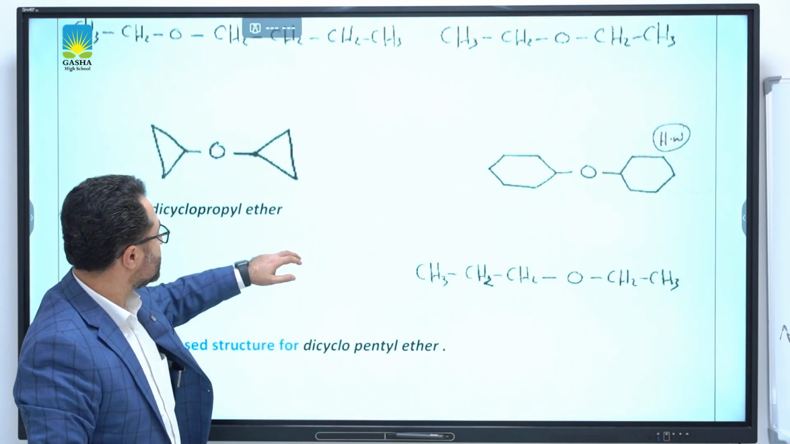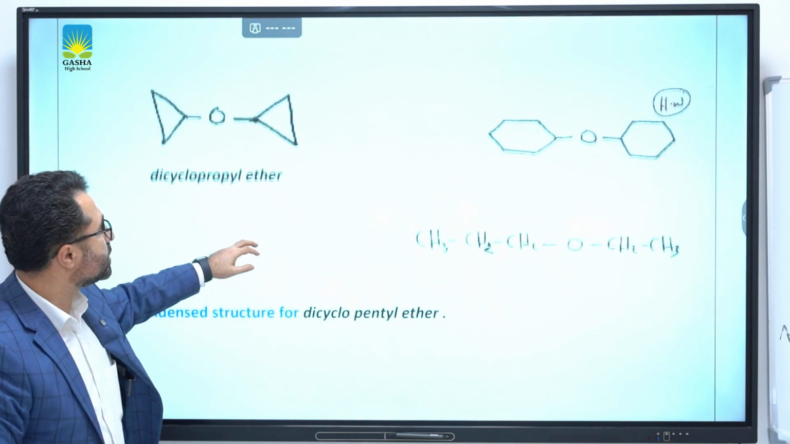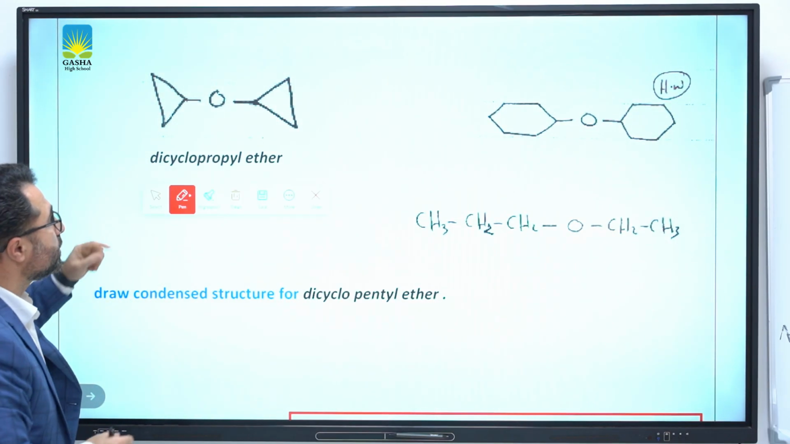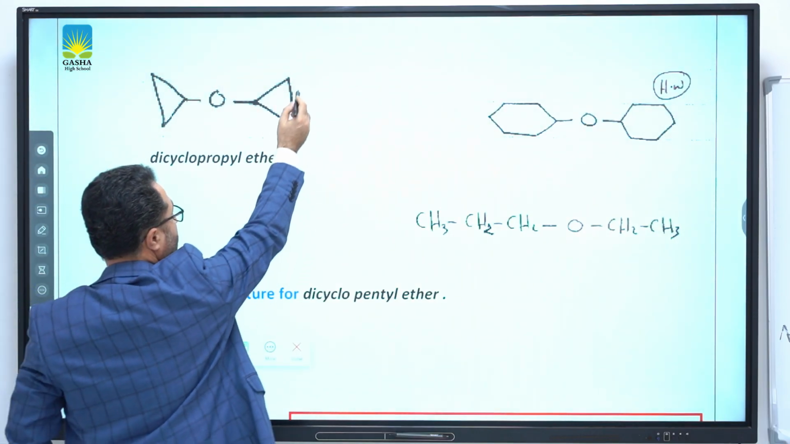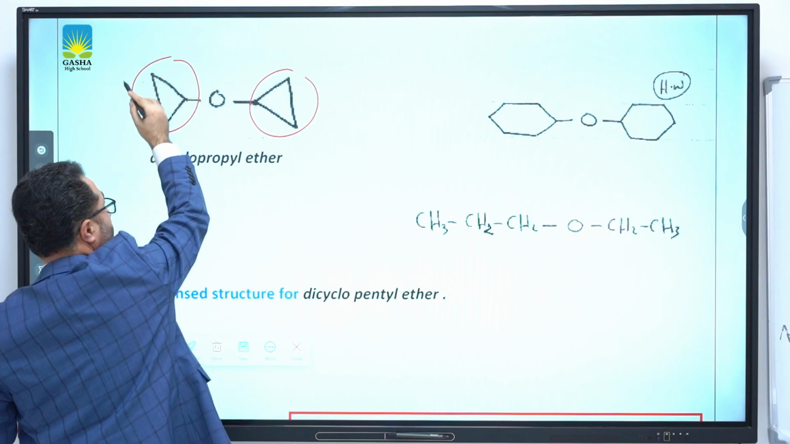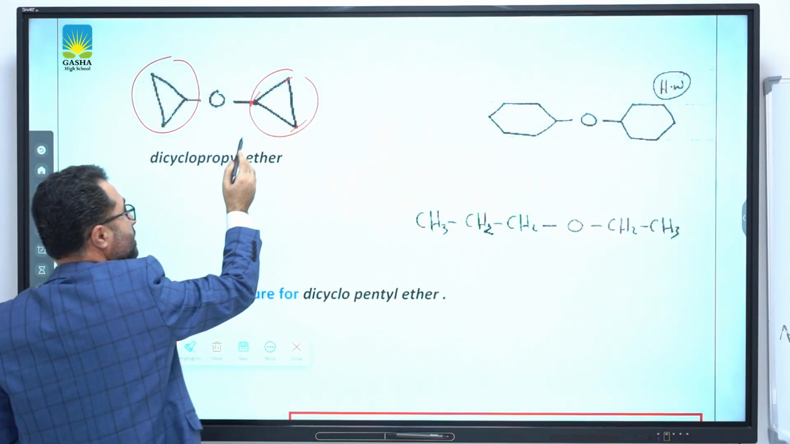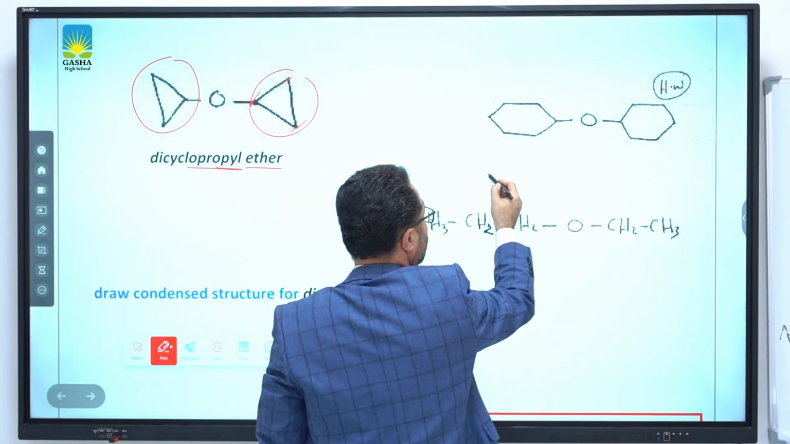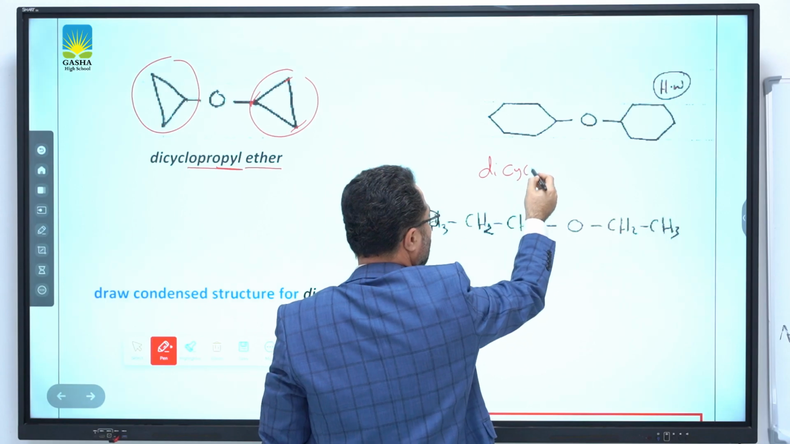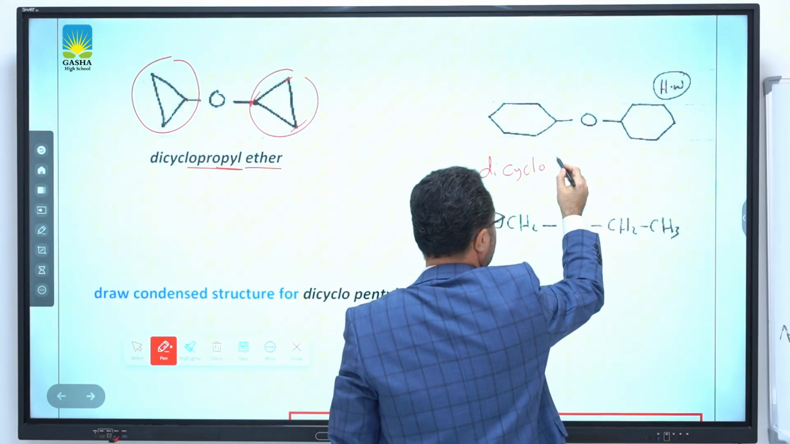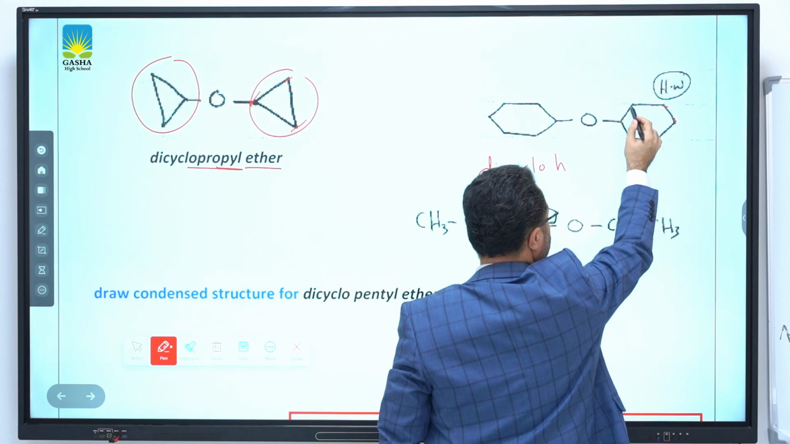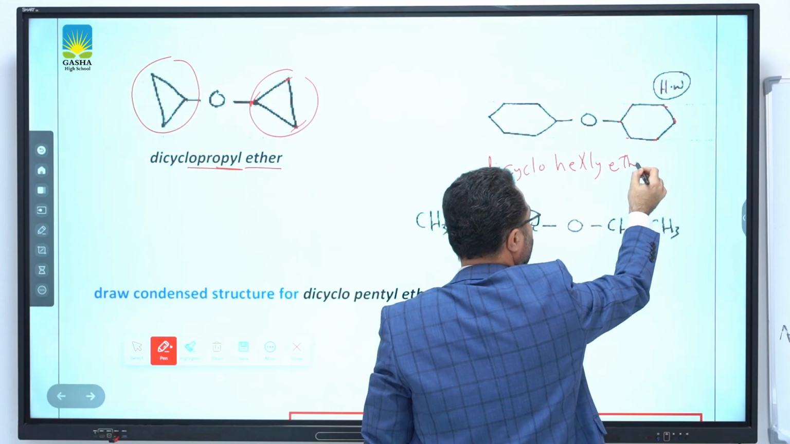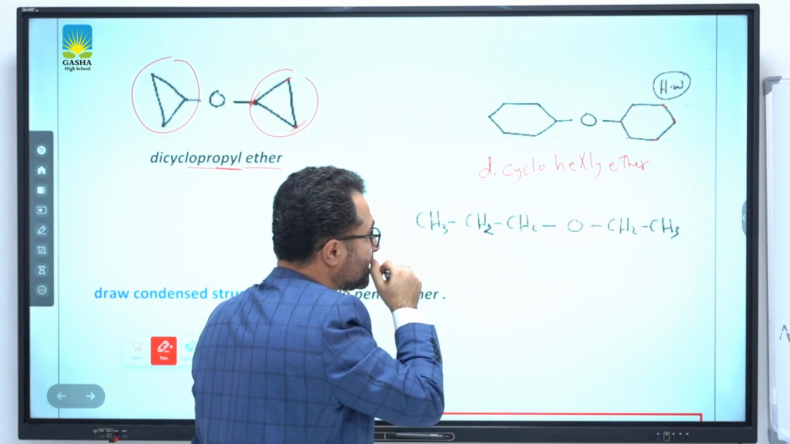The other one has cyclo. It's not popular, it's dicyclo. Cyclo what? We have 3 carbons, so it's dicyclopropyl ether. And here we have dicyclo. It has 6 carbons, so it's dicyclohexyl ether. Dicyclohexyl ether.